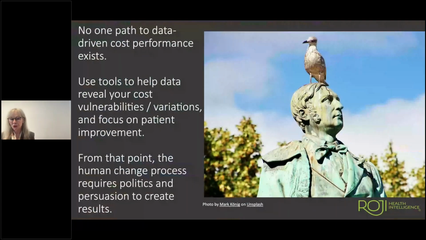So those are examples. There's no one path to cost performance. They are all about what your population looks like, what your physicians are engaged in, and what tools and data support these strategies. You have to use the tools to develop your cost vulnerabilities and variations. Simply having a database of all your claims without the analyses doesn't help you get to what needs to be improved and doesn't help you forge relationships either with the community or with specialists that can help that.